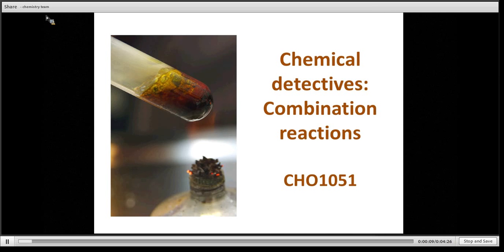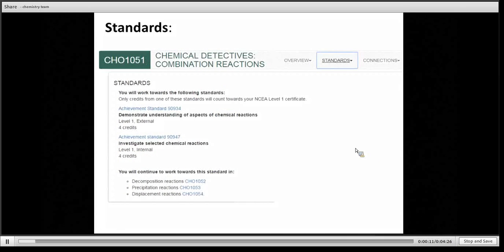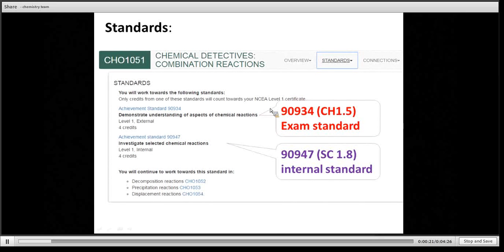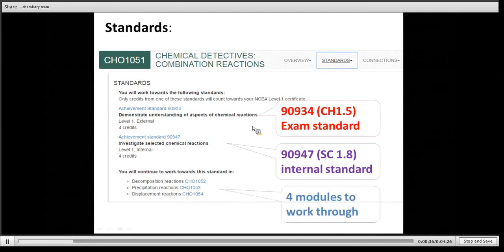CHO1051. Now if you turn to the first page, you'll see there are three tabs: the overview, the standards and the connections. You will find you can work towards two standards. The first one is an external and the second one is an internal that you can sit at home to complete. So the external is the exam you write at the end of the year in November. Only credits for one of these will count towards your level 1 certificate. You can do both, but you will only get 4 credits instead of 8 credits for them. There are 4 modules to work through for both of these standards.